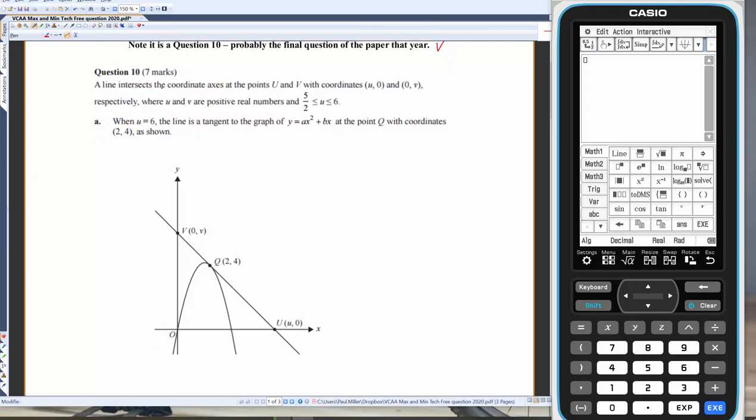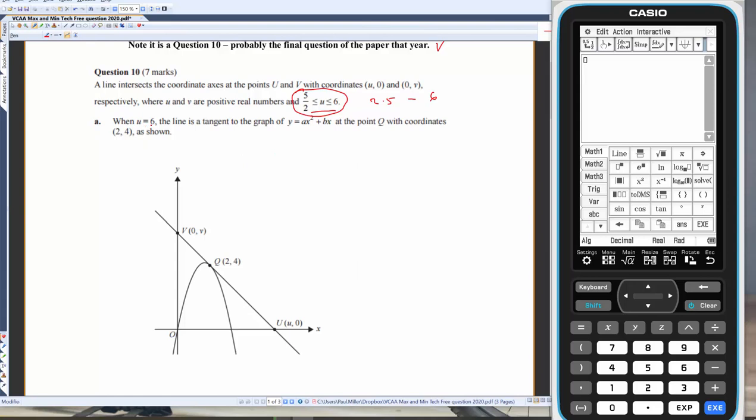We've got a line that intersects the coordinate axes at U and V, so at these points it's got those coordinates, where U and V are positive real numbers and U is between 2.5 and 6. Now this information is always important. Make sure when you're getting solutions that you go back to your original synopsis or explanation of the problem and check your solutions fit within the specified domain. So their domain is 2.5 to 6, inclusive of both.